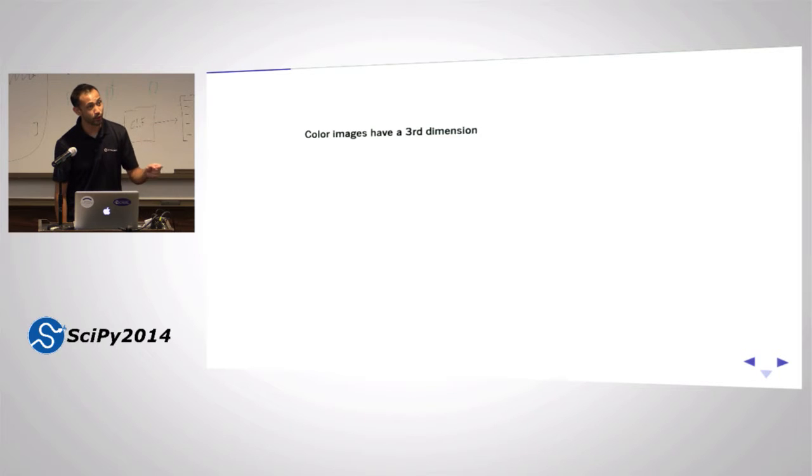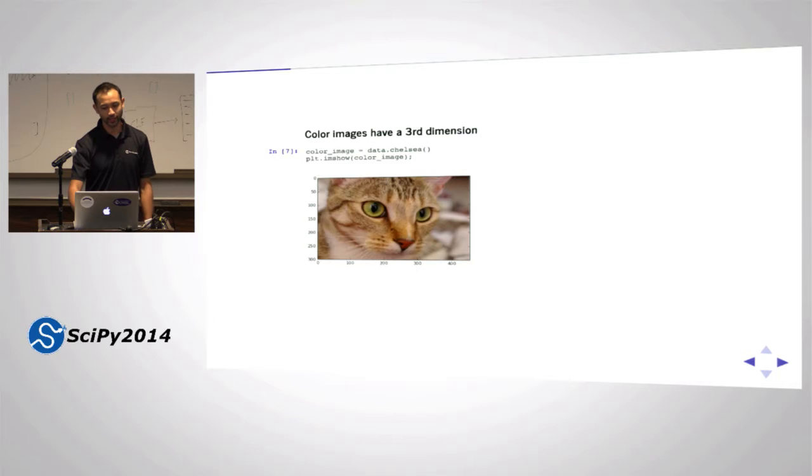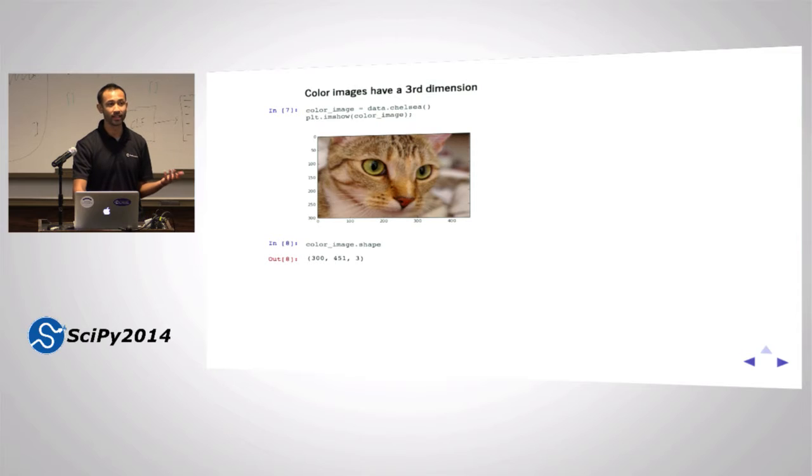Okay, so just to review, color images have a third dimension. So here is a picture of a cat. It's in color, and by color, we mean we have an array that is 3 dimensions. So it has a height of about 300, width about 451, so these are the first 2 dimensions, and the last dimension is just the RGB color channels.